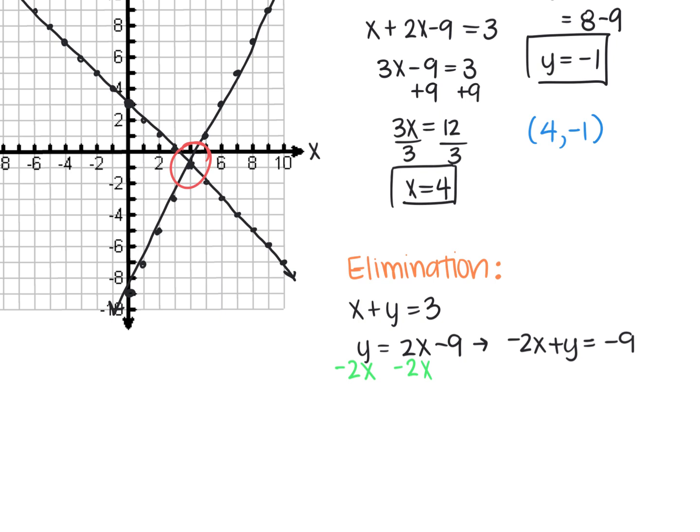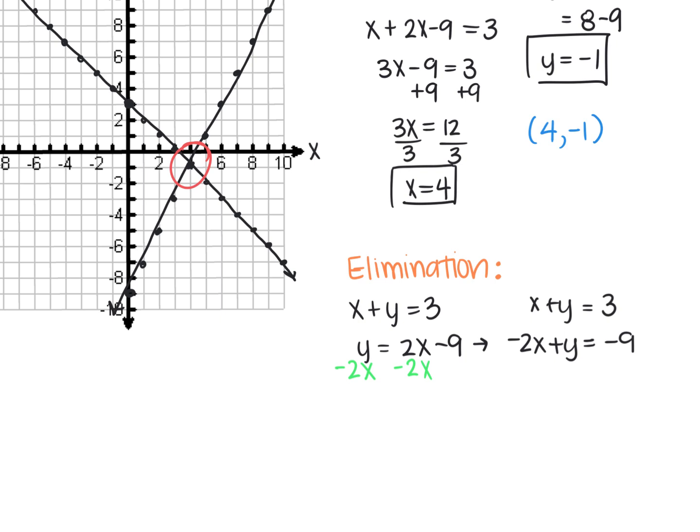Now I want to decide which variable to eliminate. In order to eliminate a variable, they have to have the same coefficient in both equations, which means the same number in front of that variable, but opposite signs. So I'm going to rewrite my other equation directly on top of it: x plus y equals 3. When I'm deciding which variable to cancel, I look to see whether one of my variables already has the same coefficient, because if it does, that's the easiest variable to eliminate. Here, my y's already have the same coefficient. They're both 1y's.